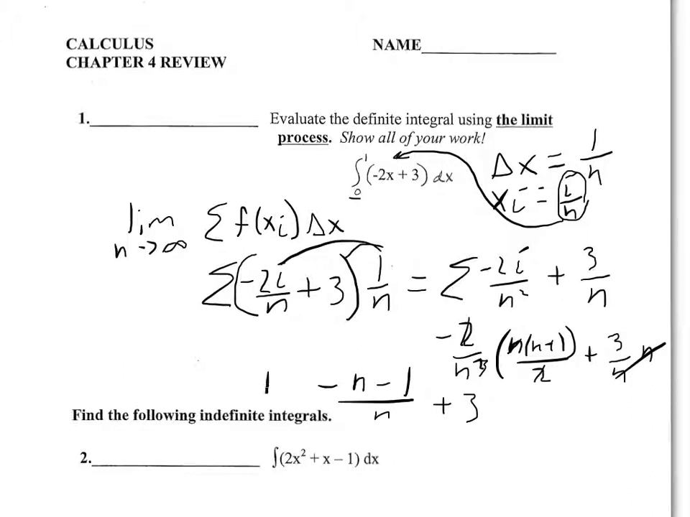Okay, now doing the limit process here, that one will disappear, and then this fraction here should just become negative 1 plus 3, which is positive 2. So that should be a 2.